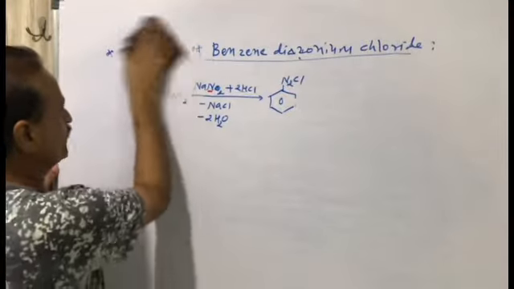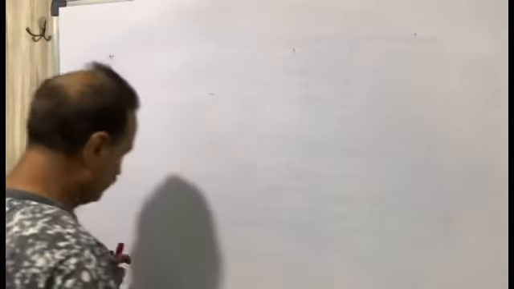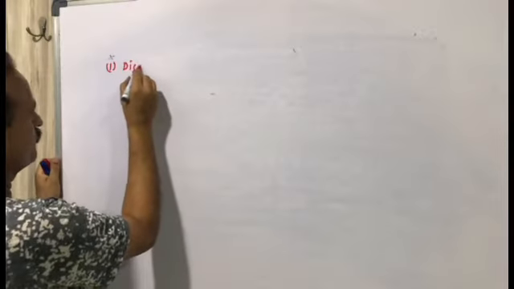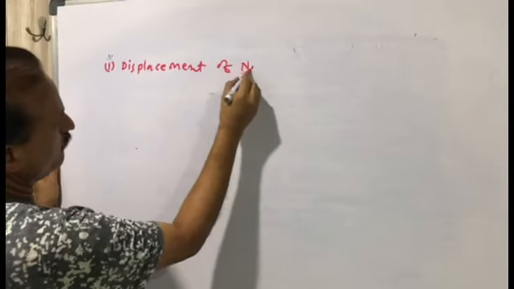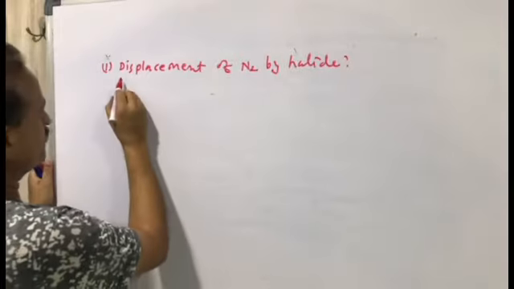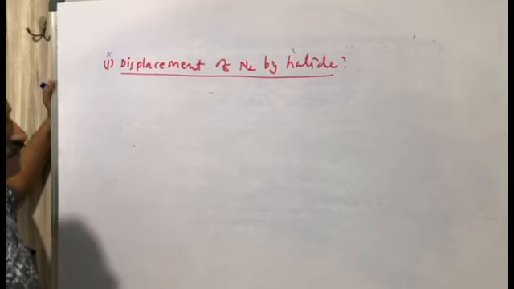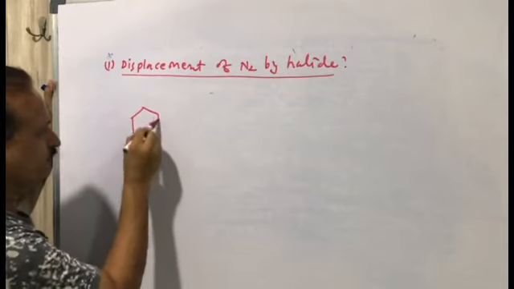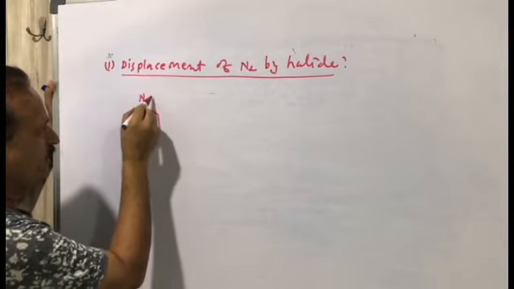Reaction 1, displacement of nitrogen gas by halide. This is the heading. So we are having benzene diazonium chloride, N2Cl.